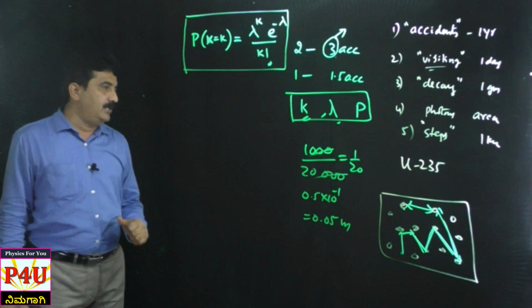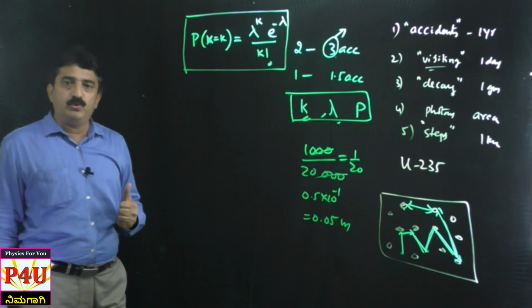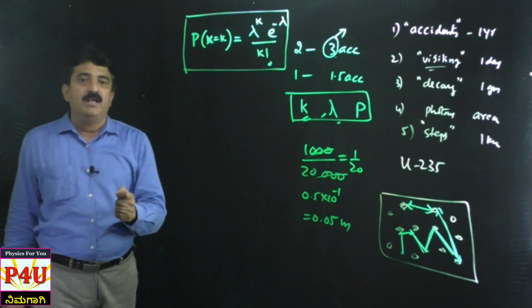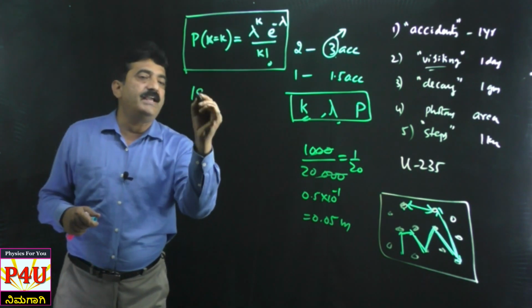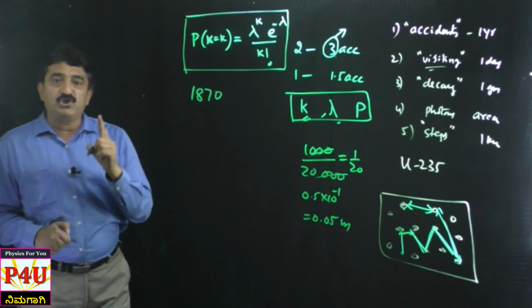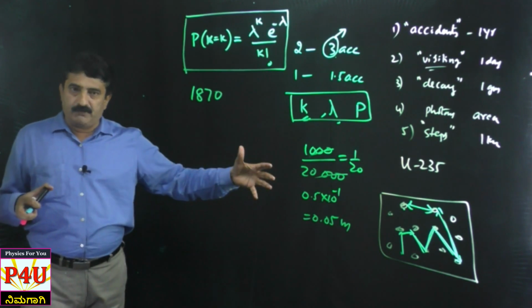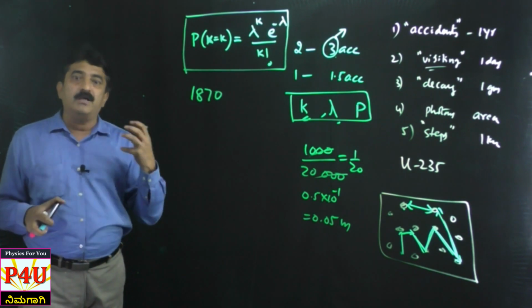Actually, dear students, I tell you, this Poisson's distribution was first adopted by one of the statisticians way back in the 1870s in the Persian army. In the Persian army, there were many troops which we call corps or groups.